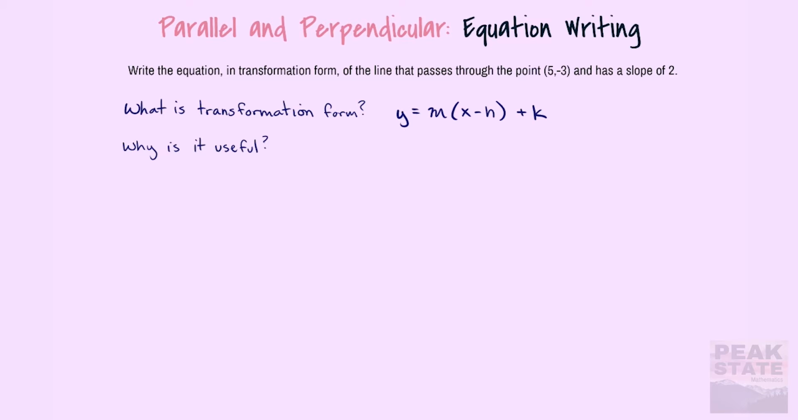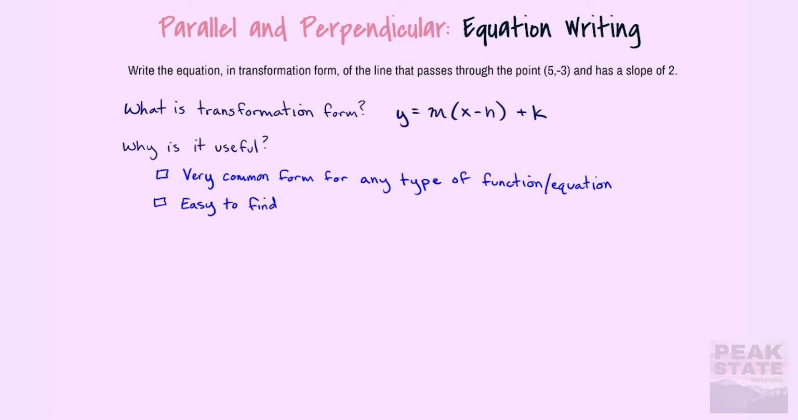Now, if this is something new to you, it is the equation y equals m times the quantity x minus h plus k. This is super helpful later on in mathematics, and it's a common way that we're going to see anything in transformation form, where we can identify quickly how far it is moved to the left or right, that's your h value, or how far up or down it's moved, your k value.